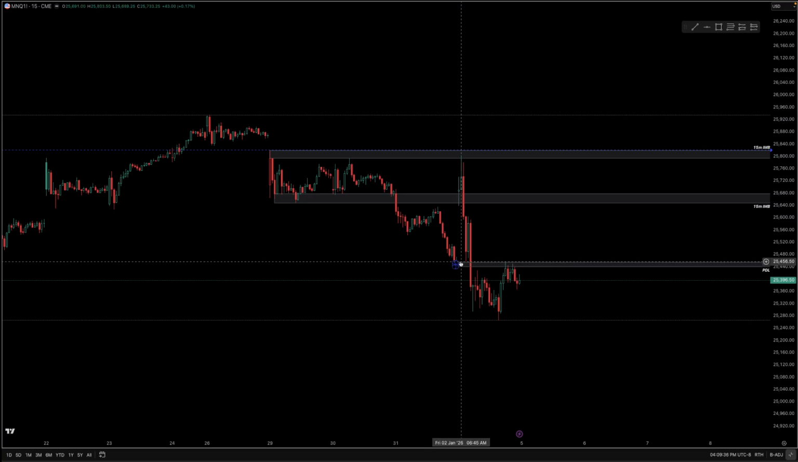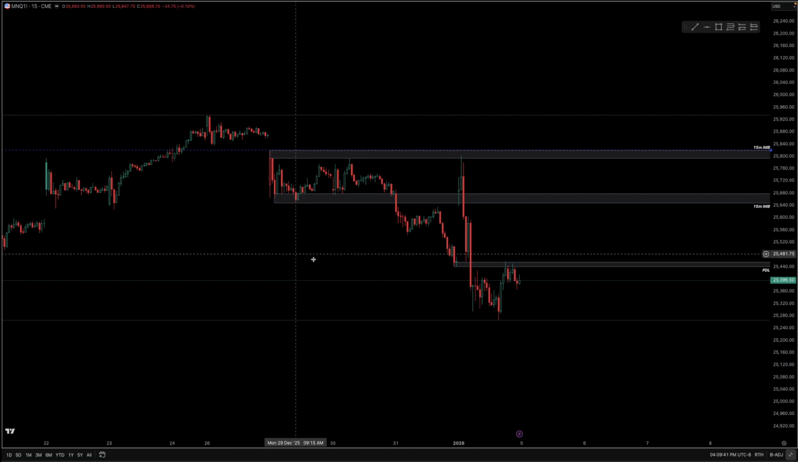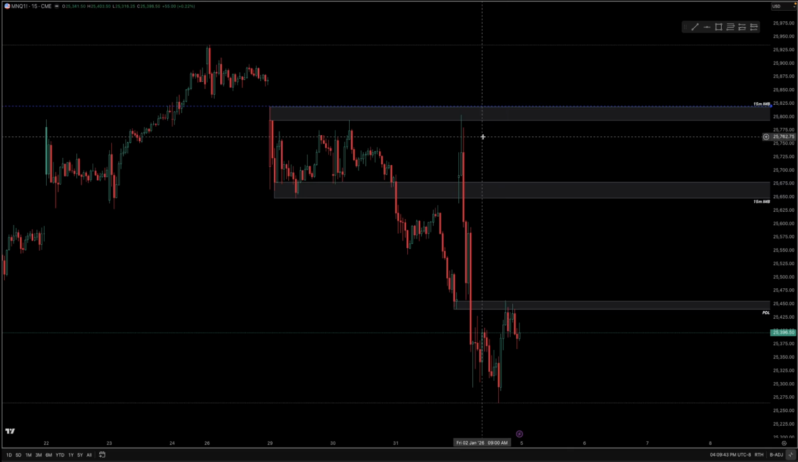This is my 15-minute zone. This would be the gap fill. We had this demand and we had this supply. You're going to notice there's one blue line on my screen, and that's an alert.